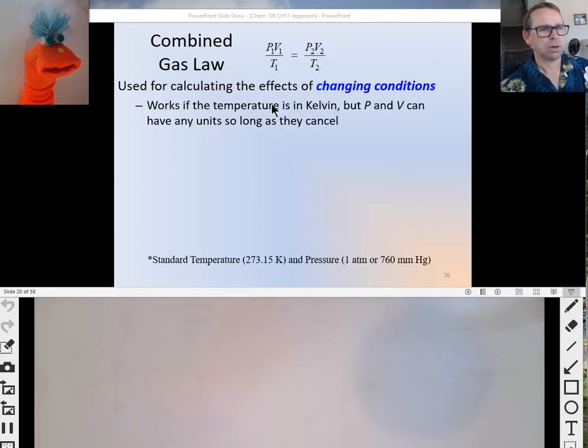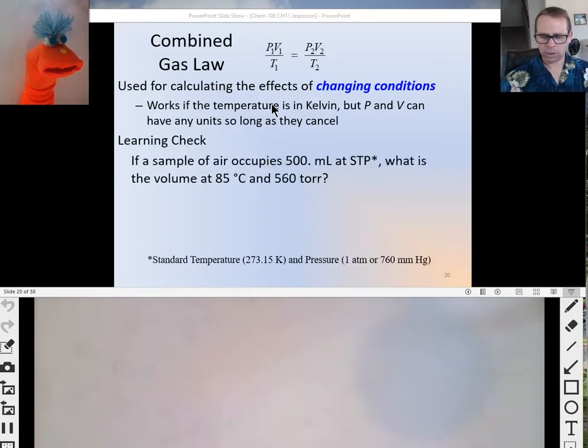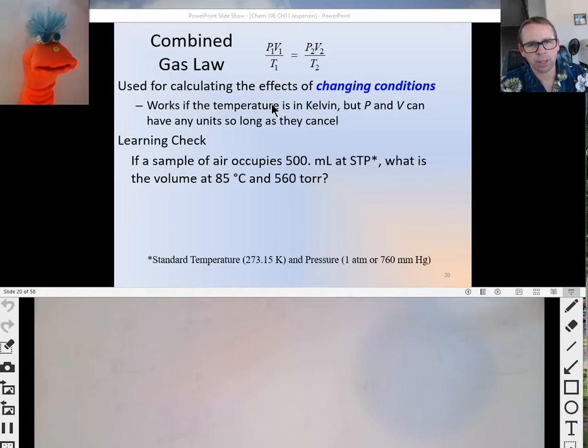All right. So our combined gas law. Let's see if we can use our combined gas law to answer this question for ourselves. You guys work on this. Push pause, try to get the answer, and then Fred and I will work on it.